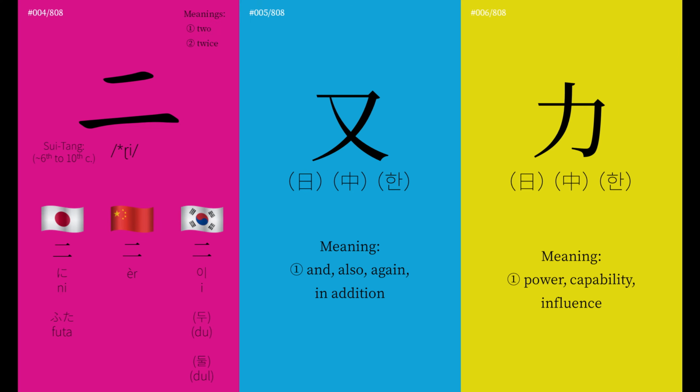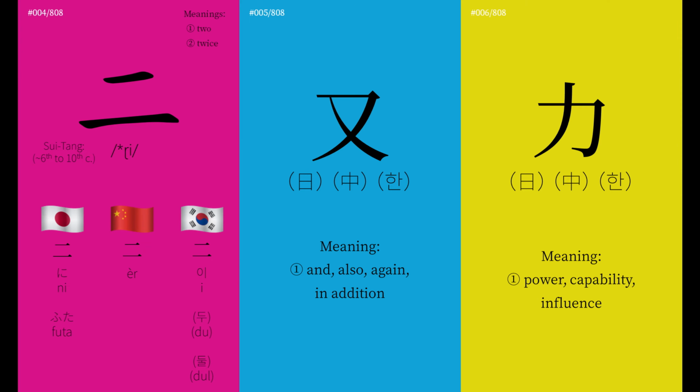For pronunciation, the Middle Chinese ancestor of most modern pronunciations was ri. This becomes er in Chinese, ni in Japanese, and i in Korean. Like most of the characters we cover, Japanese and Korean also have additional readings which are unrelated to the Middle Chinese pronunciation. Here, there are tu and tul for Korean and futa for Japanese.